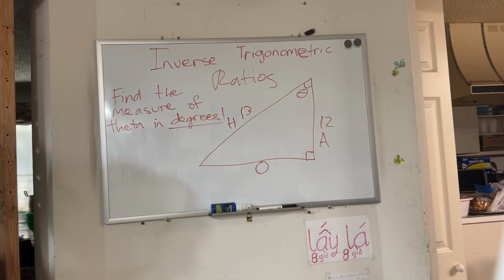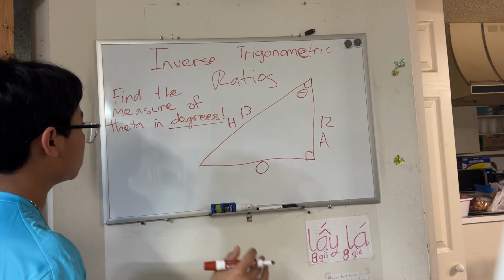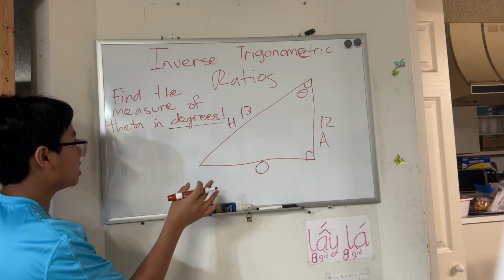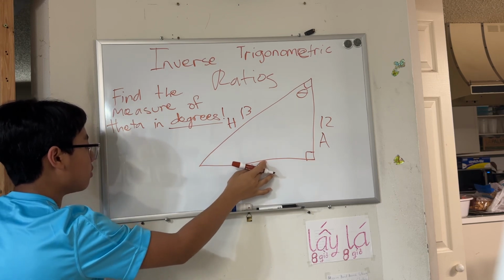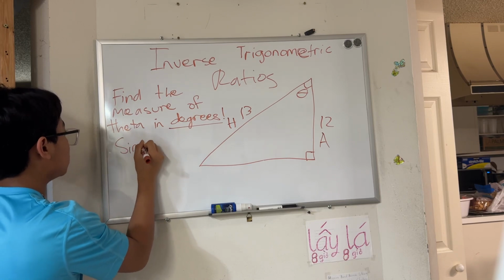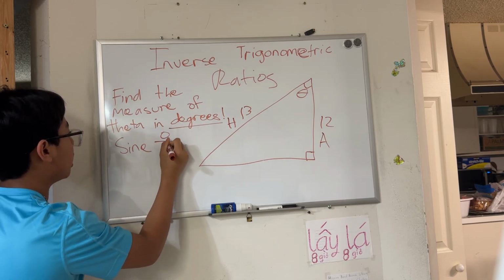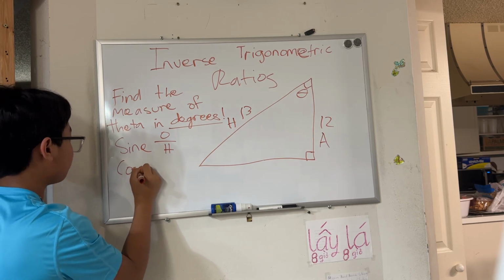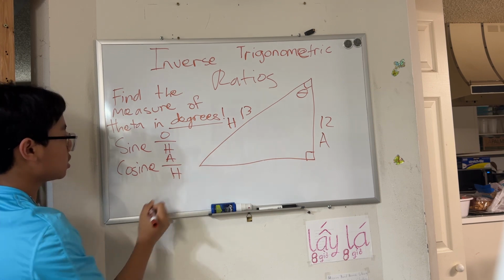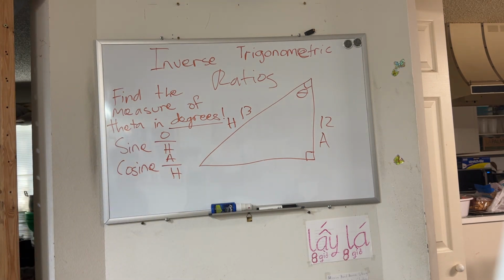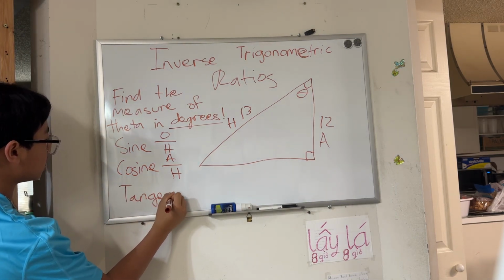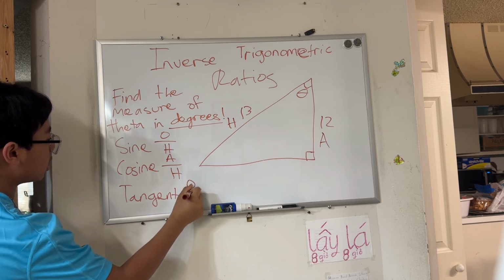Now that we have our side lengths, we can determine what trigonometric function to use. There is no opposite side length given, so we can erase opposite from our equation. Our trigonometric functions are sine, which is opposite over hypotenuse; cosine, which is adjacent over hypotenuse; and last is tangent, at least for this lesson, which is opposite over adjacent.